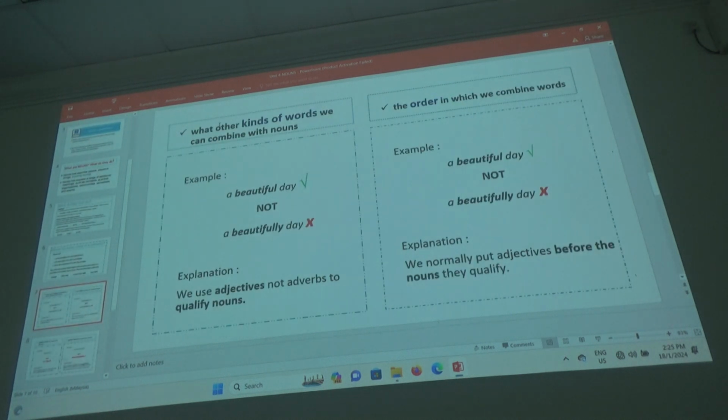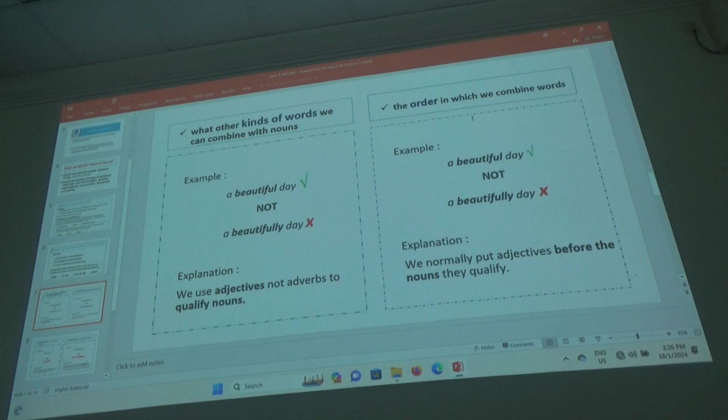Alright. What other kinds of words can we combine with nouns? Example, we say a beautiful day. A beautiful day. We don't say a beautifully day. Wrong. Can you understand that? Yeah? A beautiful day. Explanation: we use adjectives, not adverbs, to qualify nouns. Remember, whatever qualifies or explains a noun, it is an adjective. A beautiful day. A handsome boy, a pretty girl. So all these are adjectives. Is that clear now? Right?